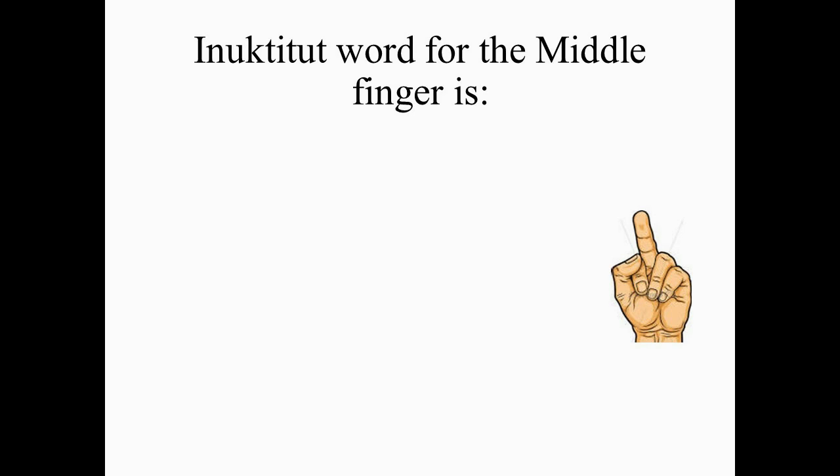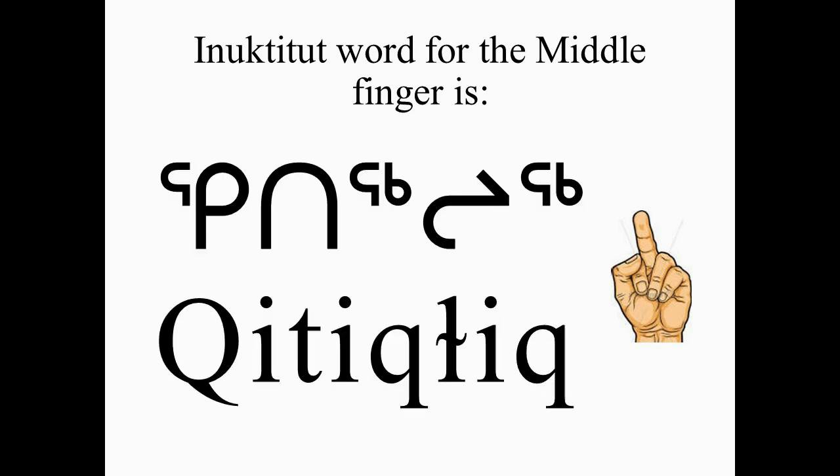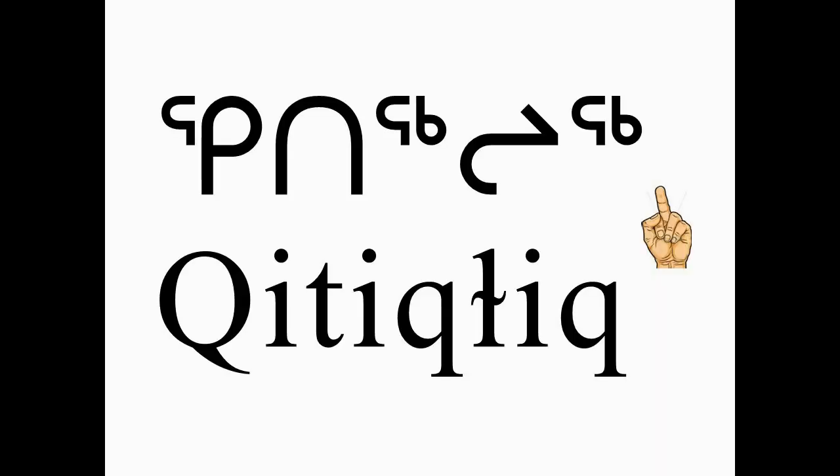The Inuktitut word for the middle finger is katiklik, katiklik. Ki, tik, lik. Katiklik.